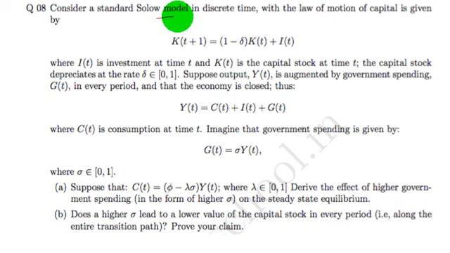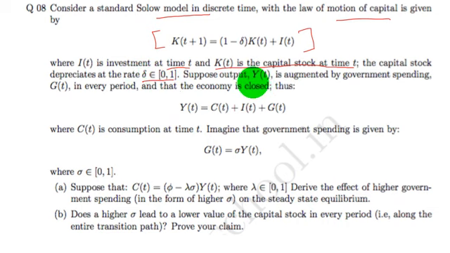Let us see the question that we have in hand. Consider the standard Solow model in discrete time with the law of motion of capital given by k t plus 1 equals 1 minus delta times kt plus it, where it is investment at time t and kt is the capital stock at time t.